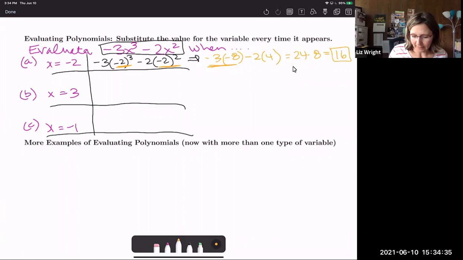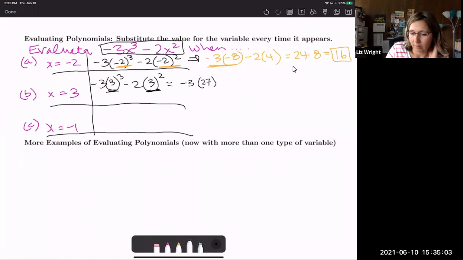The next one is going to be x equals 3. So let's plug that in. -3 times 3 cubed minus 2 times 3 squared. All right, so I'm going to do this part first, this 3 cubed and 3 squared. So that's going to equal -3. 3 times 3 is 9. 9 times 3 is 27. Minus 2 times 9.